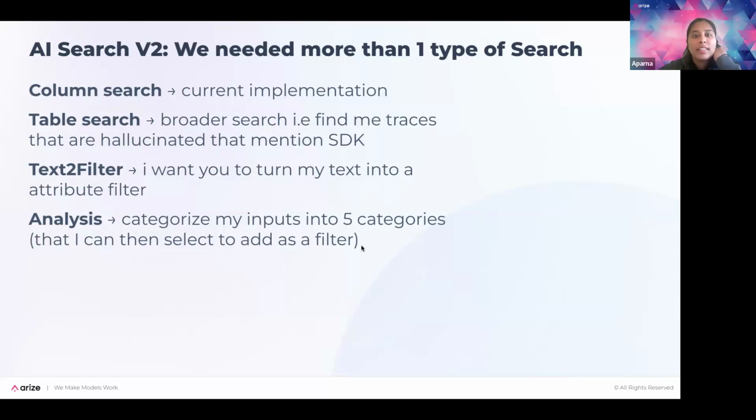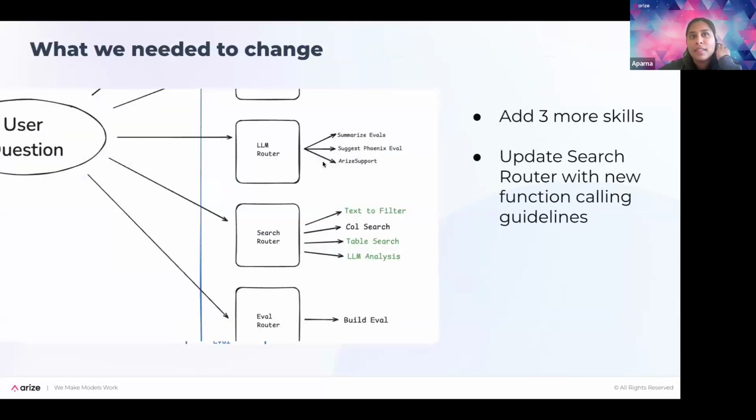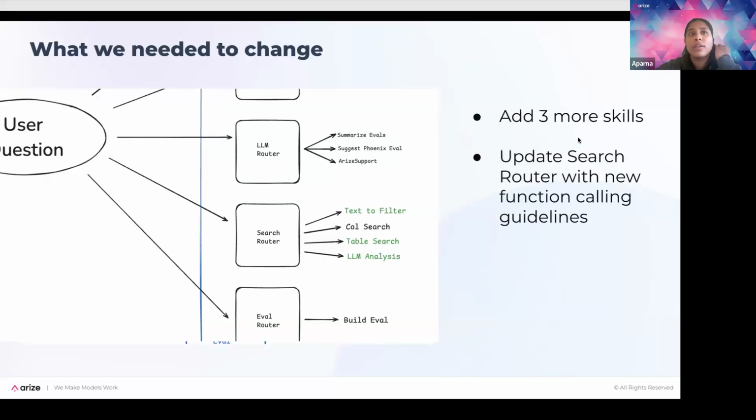Cool. So in summary, what did we need to change? If you go to the next slide, the big thing we needed to change was the search router. We started off with only one skill, the column search. We needed to add 3 more skills, the ones we just listed here: table search, element analysis, and text to filter.